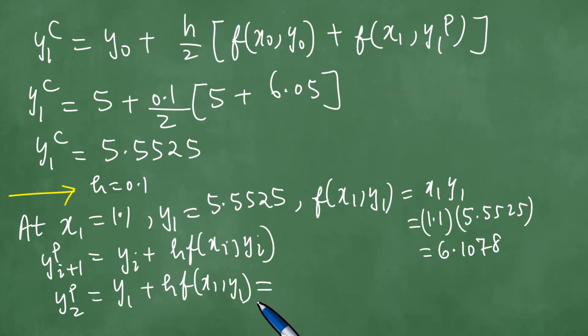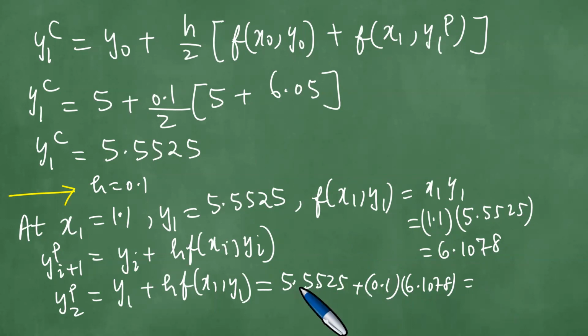What is y1? We can see clearly what y1 is. We've already got that, and we've already got the product, etc. So we're just going to plug in everything. So it's 5.5525. For this question, h is 0.1. And then we've already got the product, which is 6.1078. And then we get the answer. And the answer here is this one.